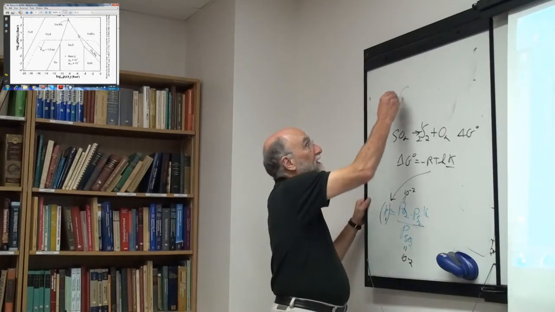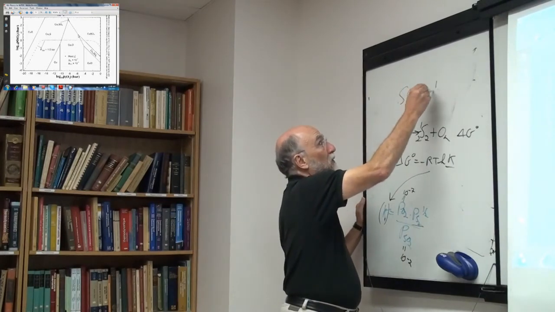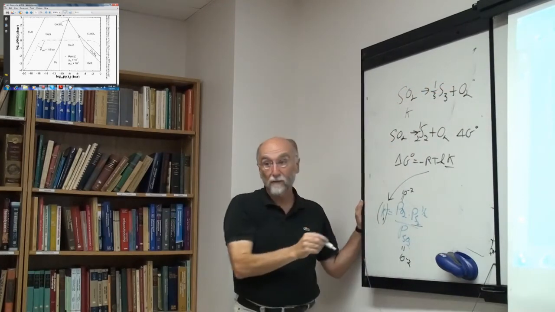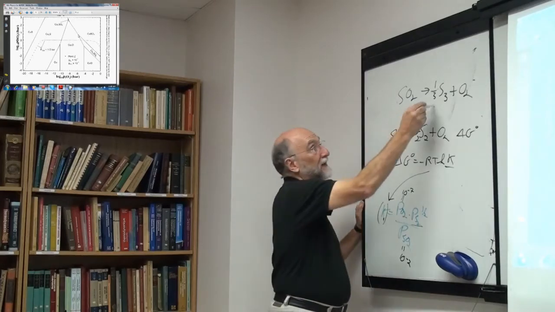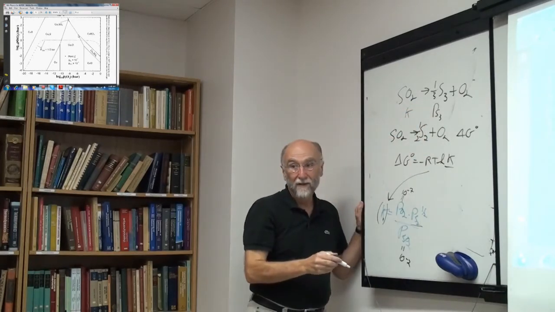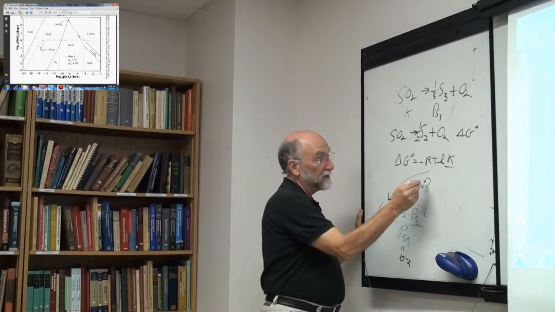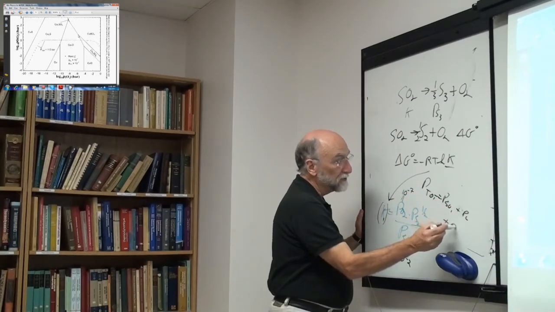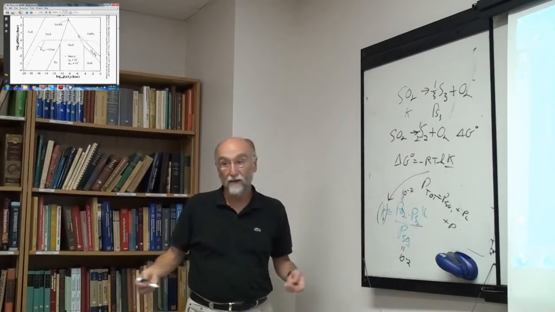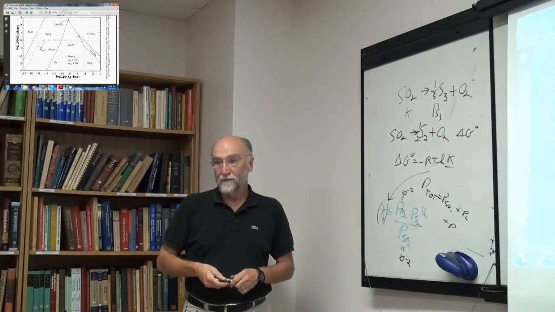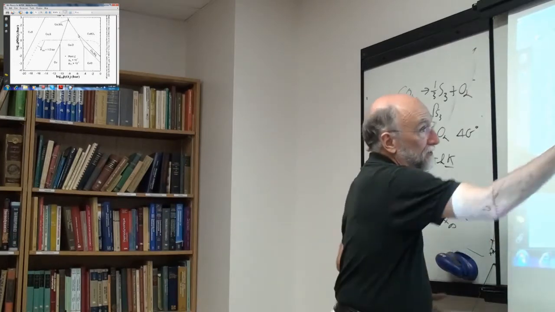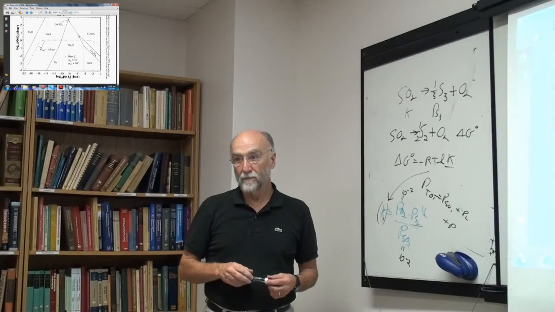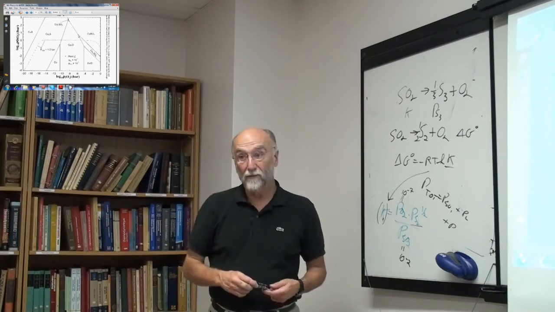Then I take another reaction, SO2 produces 1/3 S3 plus oxygen, and for this one I have another equilibrium constant, and from that I can calculate the pressure of S3. I do this for all the gases, and then I say the P total is equal to PSO2 plus PO2 plus PS2 plus PS3 plus so on, and I calculate the total pressure. This is the line along which the total pressure will be 1 atmosphere. There is always one line in the predominance diagram at 1 atmosphere.